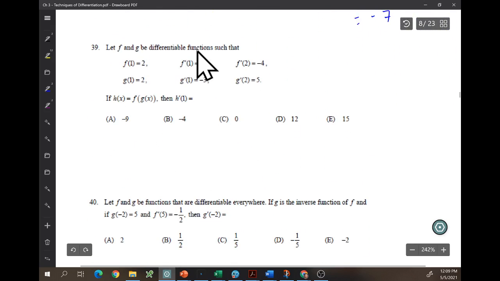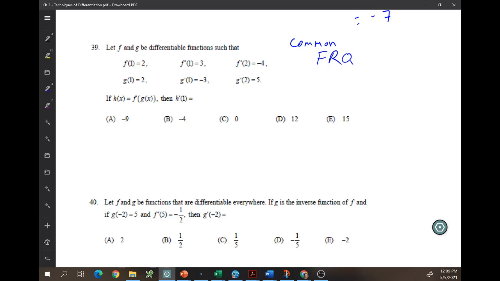Let f be differentiable, and they give us h of x equals f of g of x, and they want us to find h prime of 1. This one has actually been pretty common on free response in the last couple of years. They've kind of had this other question where they might give a table, a graph, and an equation. And so as part of the table process, they're going to have us do something like this.